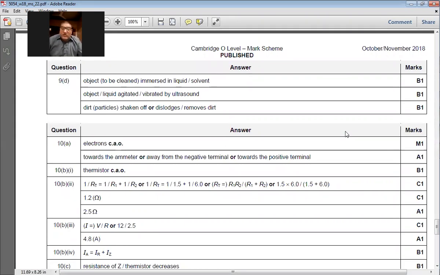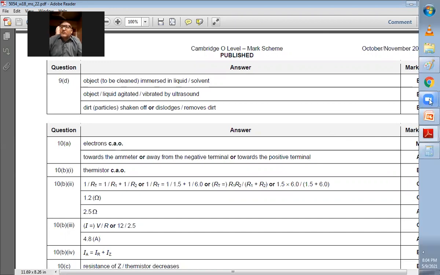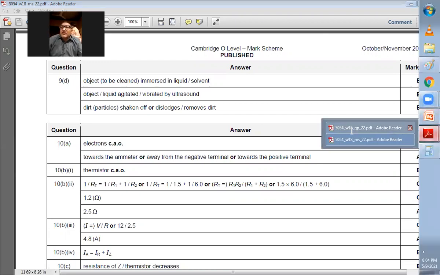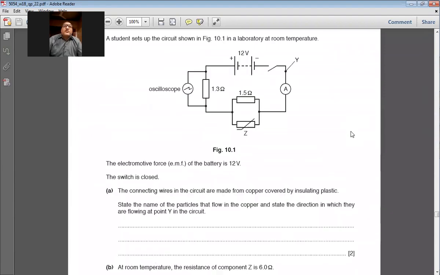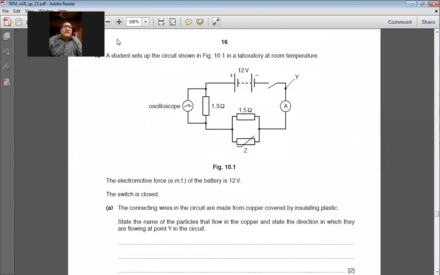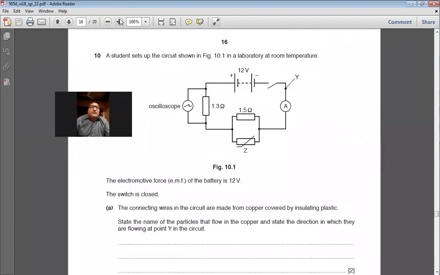So we are done with the question number 9. Let's move to the next question. And the next question coming up on your screen is question number 10. So here we have the question number 10. He says, a student sets up the circuit shown in the figure 10.1 in a laboratory at room temperature.